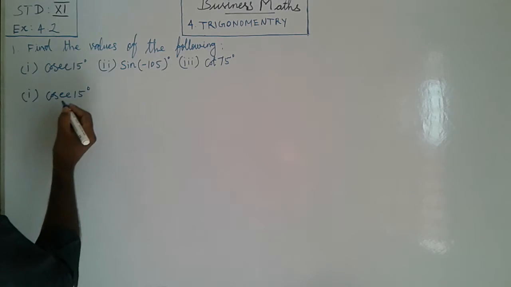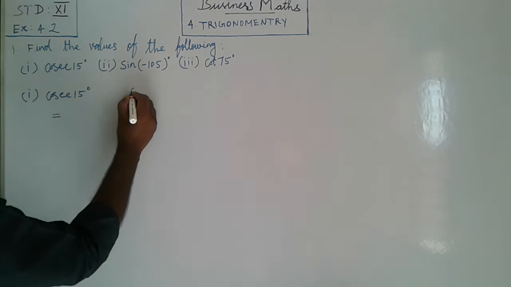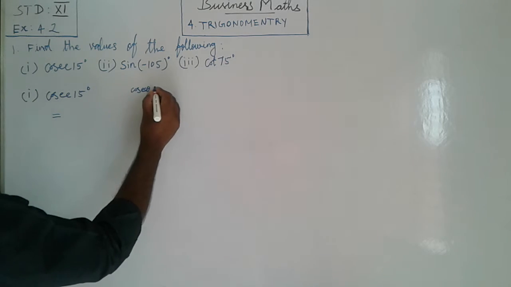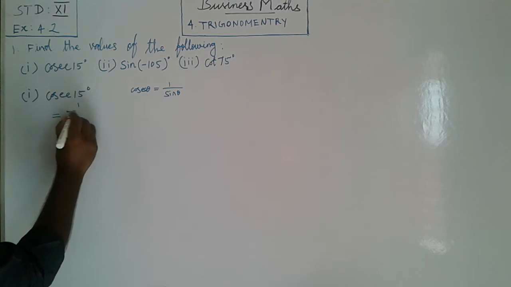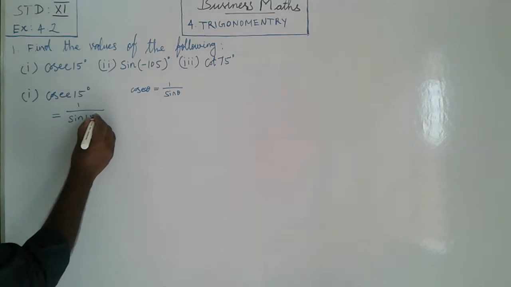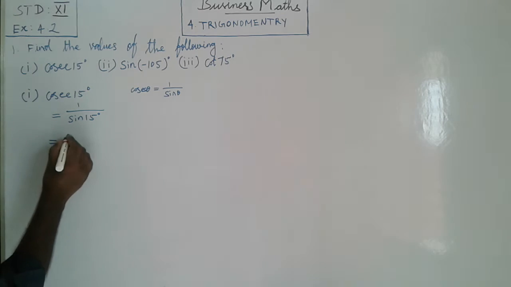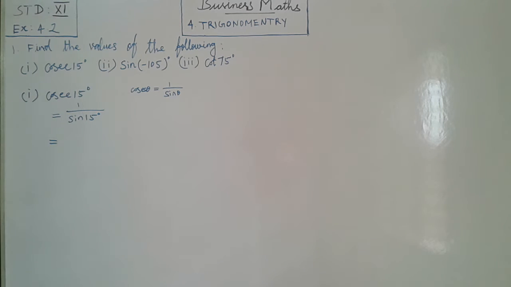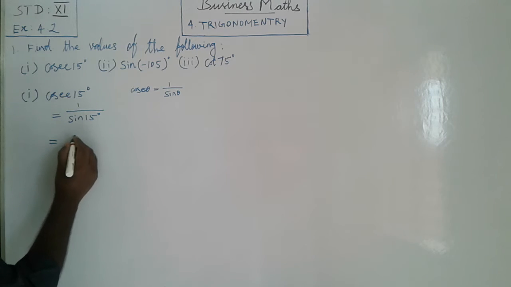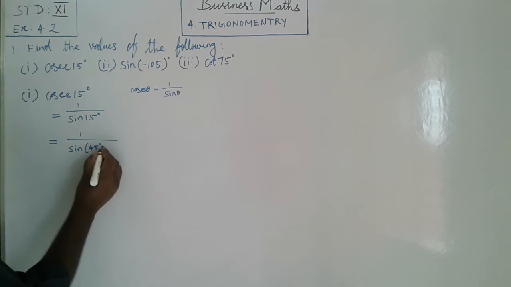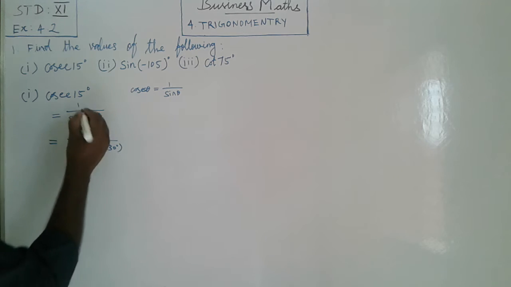So first one, cosecant 15 degree. We know that cosecant theta equal to 1 divided by sin theta is the formula. Using the same formula, cosecant 15 degree is 1 divided by sin 15 degree. We don't know the value of sin 15 degree. We know the values of sin 0, sin 30, sin 45, sin 60 and sin 90. So we should change that format: 1 divided by sin of 45 degree minus 30 degree, which is sin 15 degree.